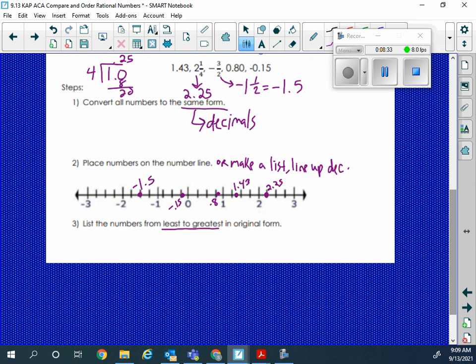Now, they asked you to do least to greatest. So if I take the number line, I just start on the left and move to the right. So what's on the left? -1.5, then what? -0.15, then what? 0.8, then what? 1.43, then what? 2.25, okay? And then there's one more thing that they put on here.